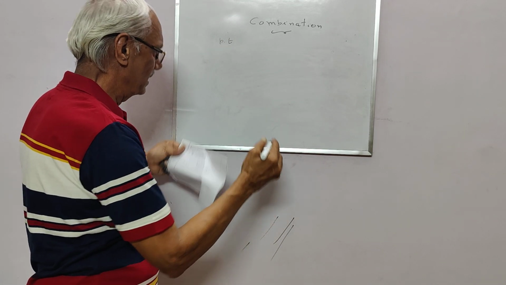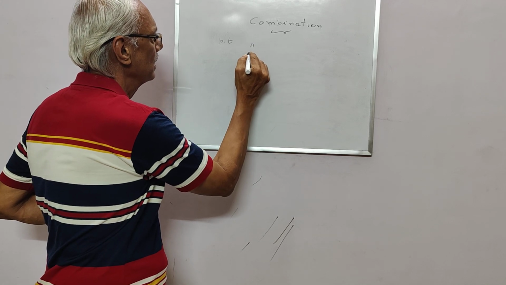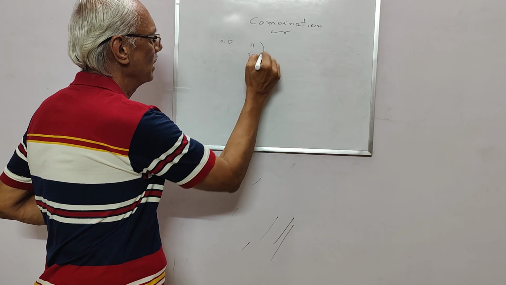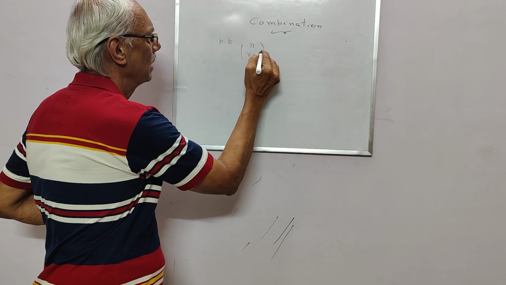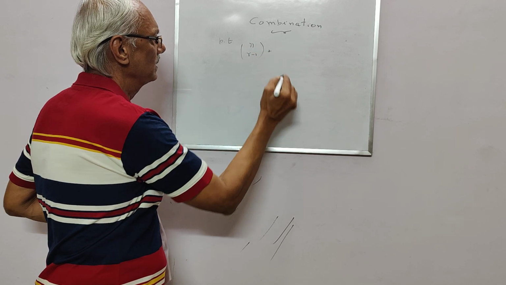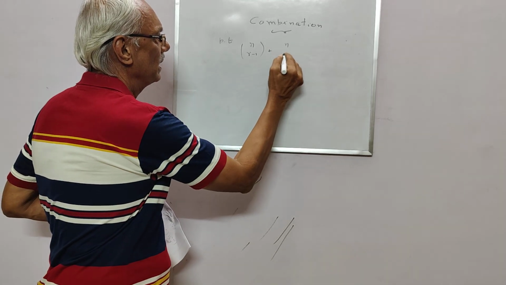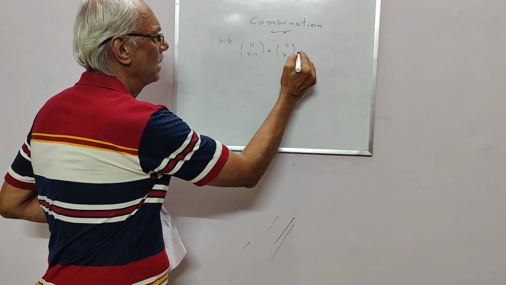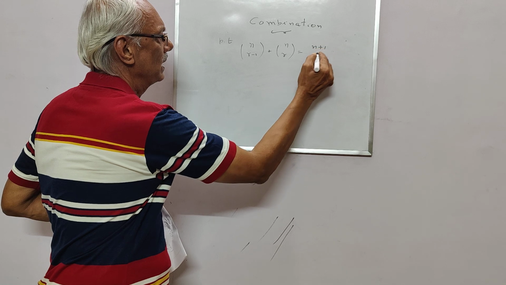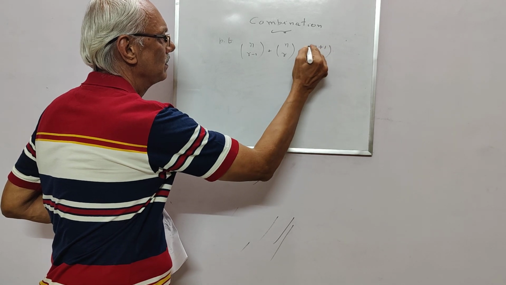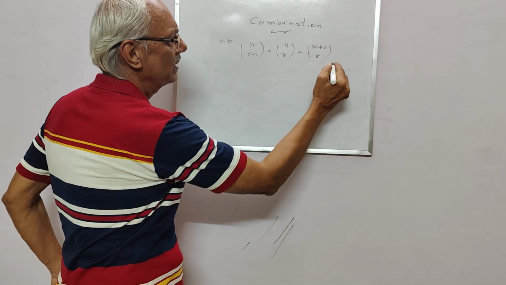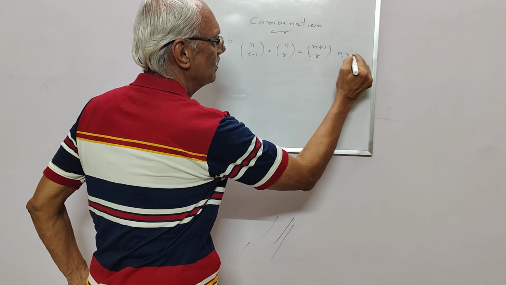Prove that nCr minus 1 plus nCr is equal to n plus 1Cr. See here, n and r are positive.